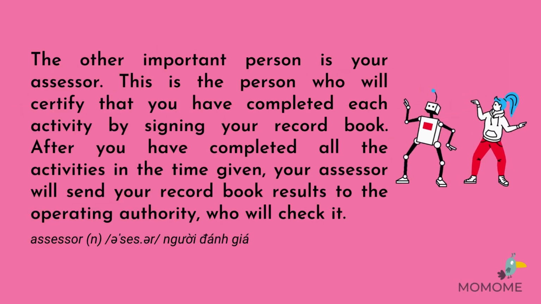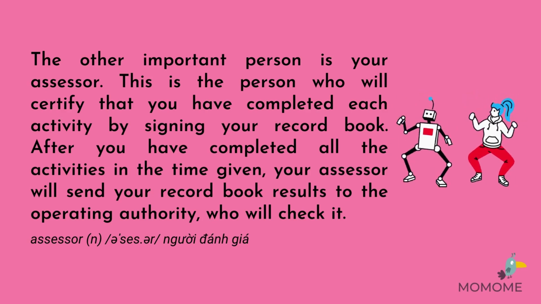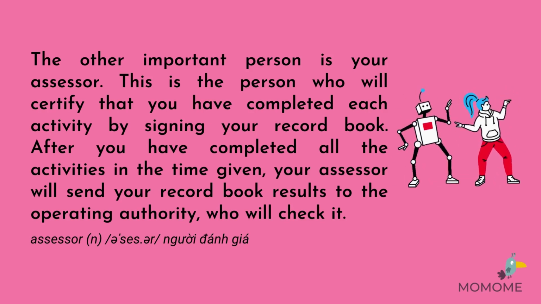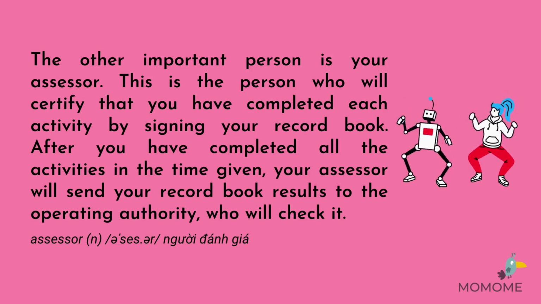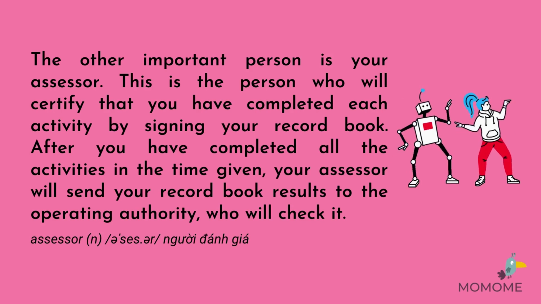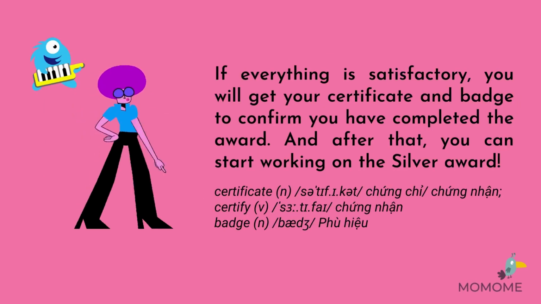The other important person is your assessor. This is the person who will certify that you have completed each activity by signing your record book. After you have completed all the activities in the time given, your assessor will send your record book results to the operating authority, who will check it. If everything is satisfactory, you will get your certificate and badge to confirm you have completed the award. And after that, you can start working on the Silver Award.